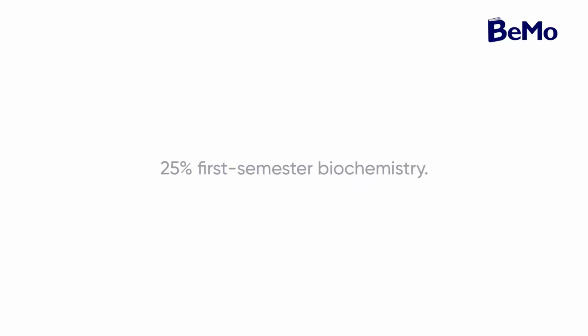The ratio of academic disciplines tested in this section include the following: 25% first semester biochemistry, 5% introductory biology, 30% general chemistry, 15% organic chemistry, and 25% introductory physics. Chemical and physical foundations of biological systems is the first section on the MCAT, and that makes it particularly intimidating.